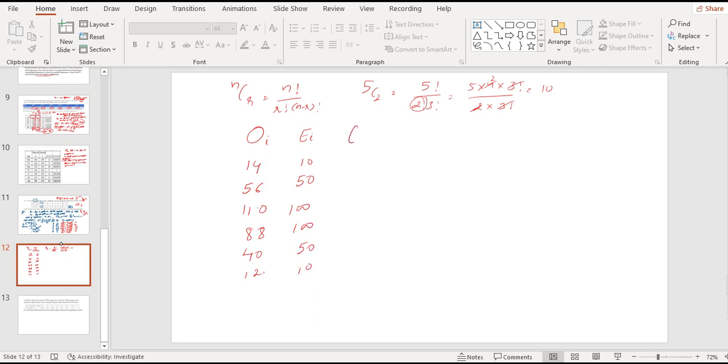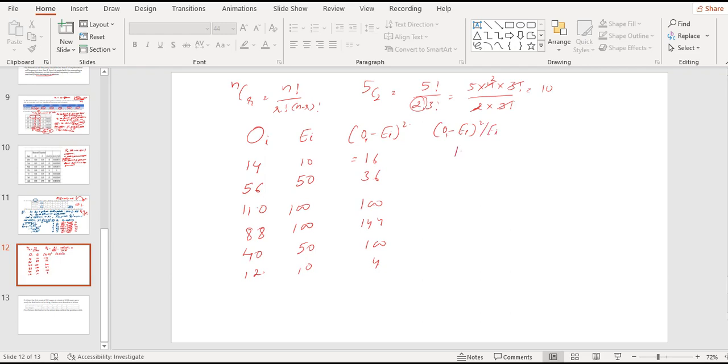Now the next formula is observed minus expected frequency and its square. The difference of these two is 4. 4 square is 16, 6 square is 36, 10 square is 100, minus 12 square is 144, 10 square is 100, 2 square is 4. And now we need to calculate observed minus expected frequency square divided by expected frequency.